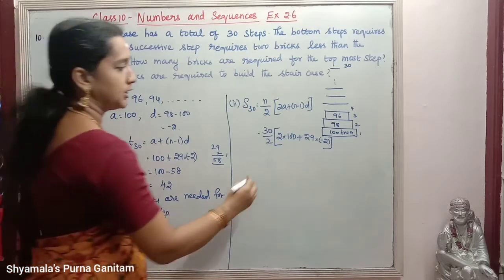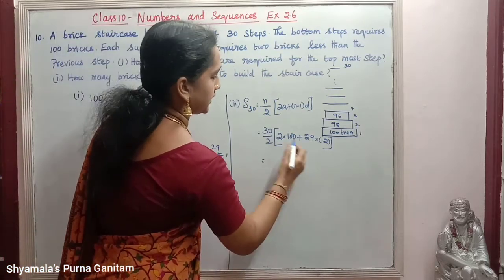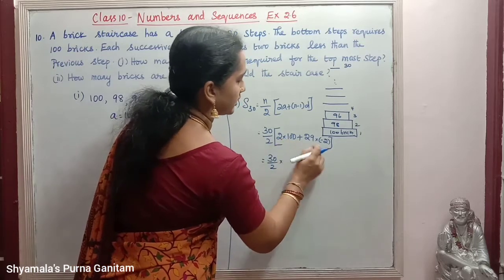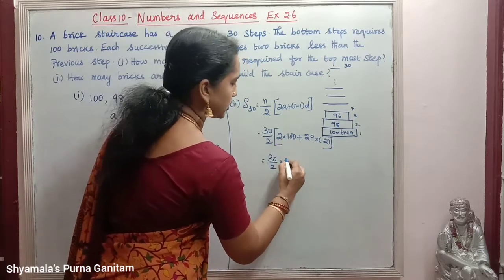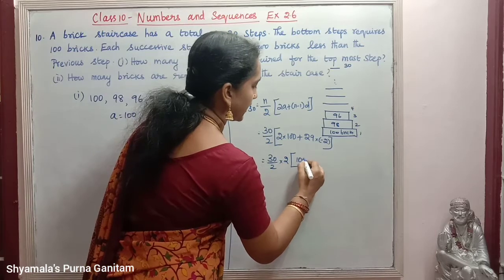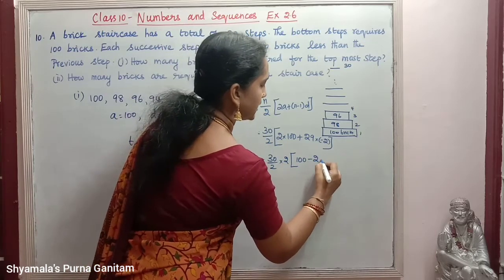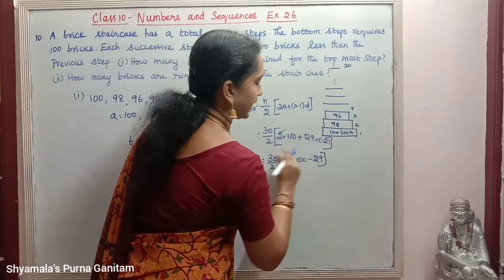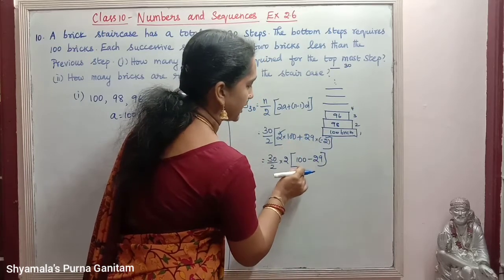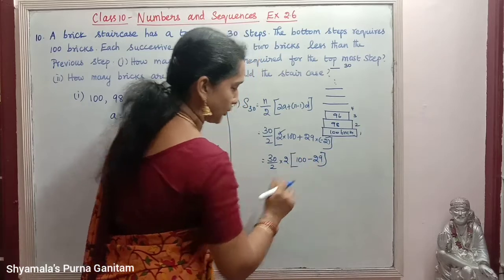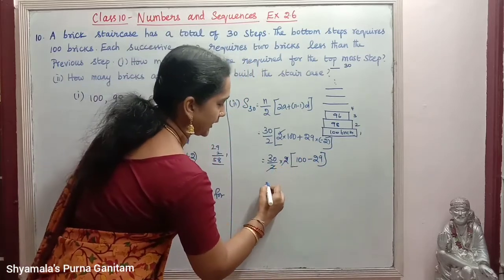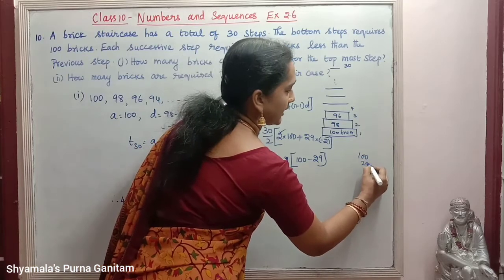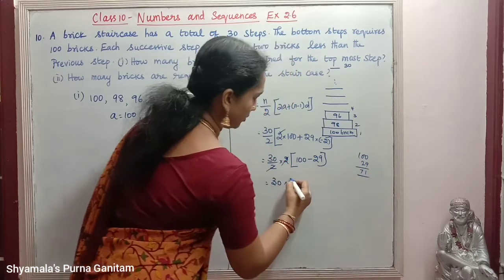So this is equal to 30 by 2 into, this 2 is common in both the terms, so we will take that out. The remaining will be 100 minus 29. So the balance we have is 100 and minus 29. This 2 will get cancelled. So this is equal to 30 into (100 minus 29), which is 71.